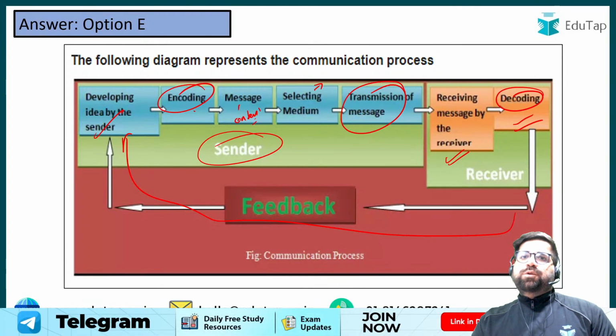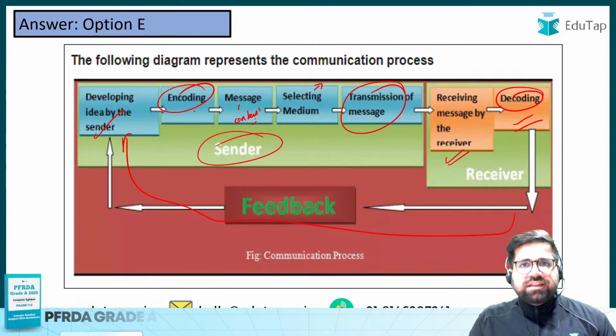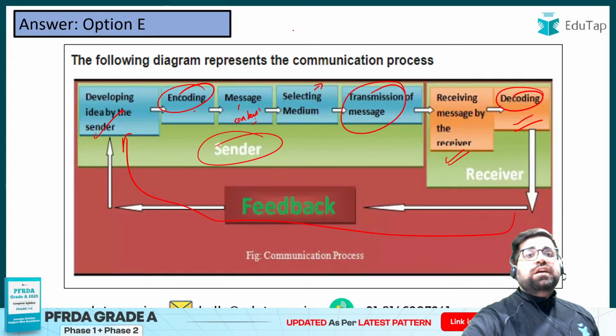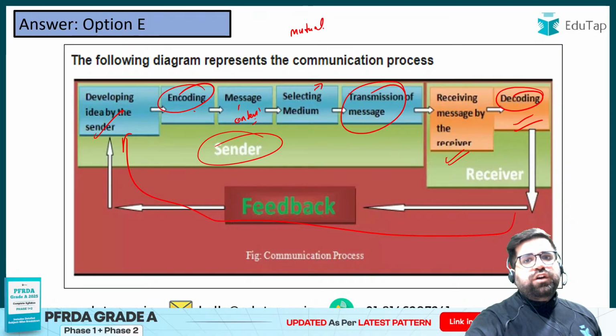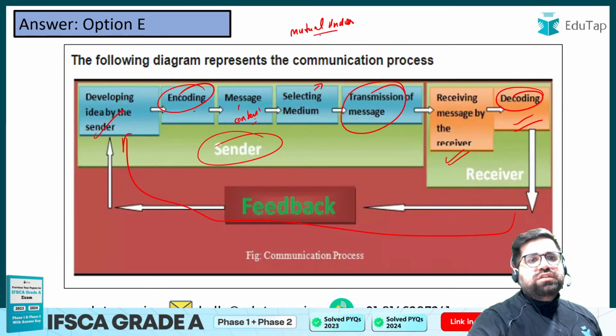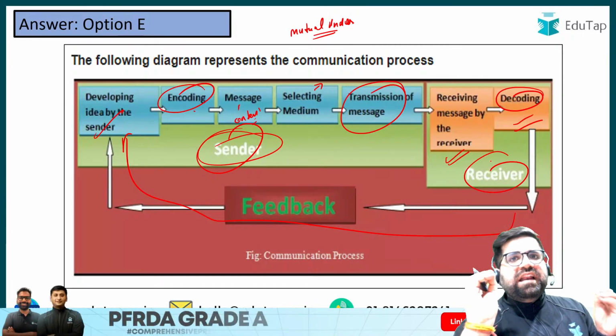The essence of communication is not just sharing of ideas. The essence of communication is mutual understanding. What is mutual understanding? That both the parties, your sender and receiver, should be able to understand the correct message.